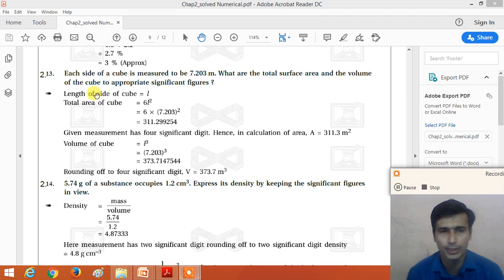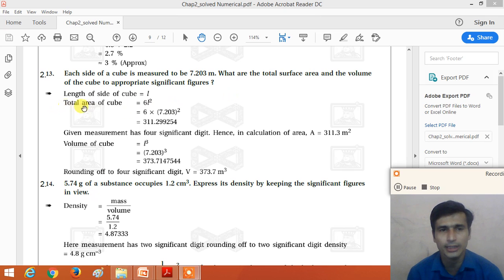So dear student, here the length of the side of the cube is given to you, L is equal to 7.203. So what is the number of significant figures in 7.203? The number of significant digits in 7.203 is 4, right? 7, 2, 0 and 3. So in the final result, we round up the value up to 4 significant digits.